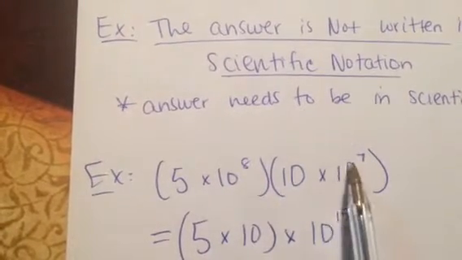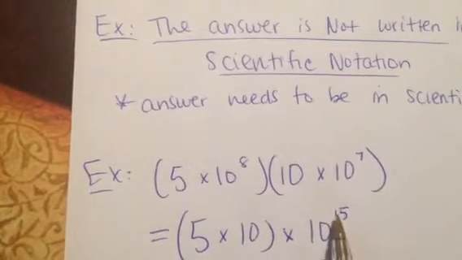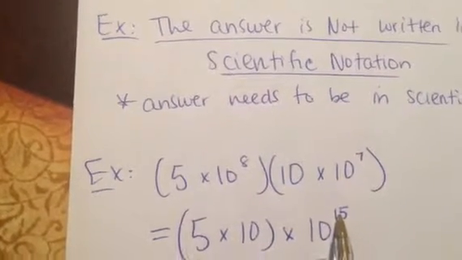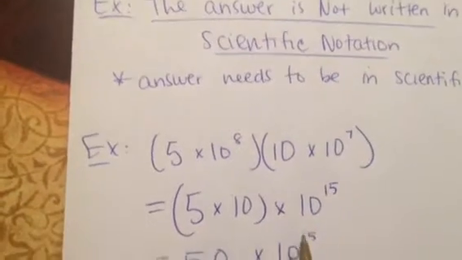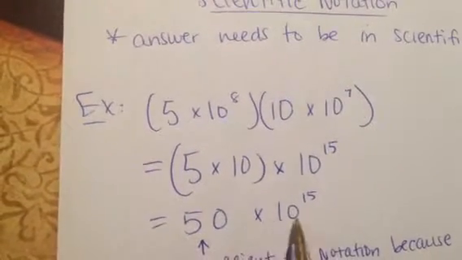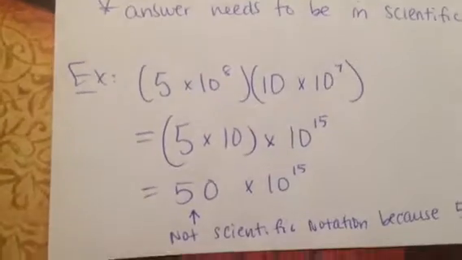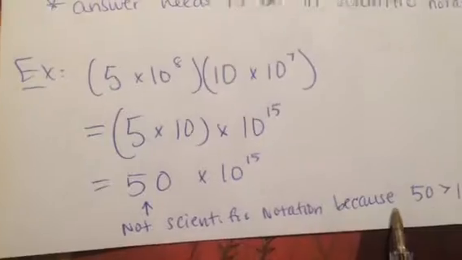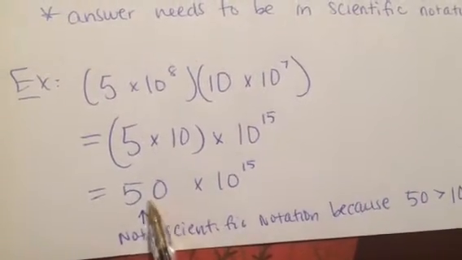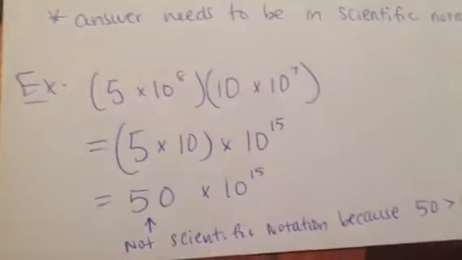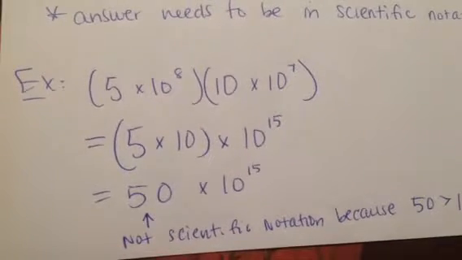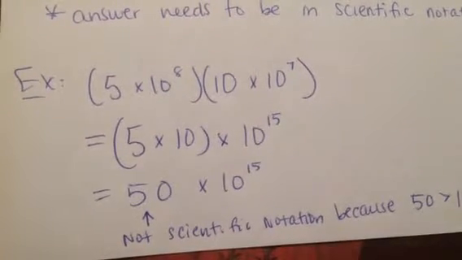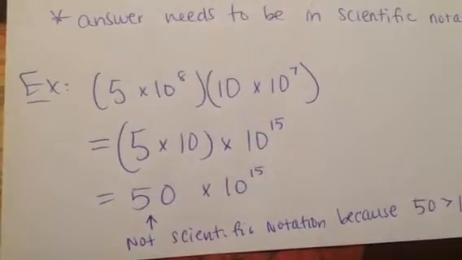8 and 7 makes 15. You add them to get 50 times 10 to the 15th. Okay? Obviously, this is not written in scientific notation because 50 is greater than 10. This is greater than 10. So, in this case, we would have to rewrite this answer in scientific notation. Okay, so let me show you how we would do that. Here's an example.